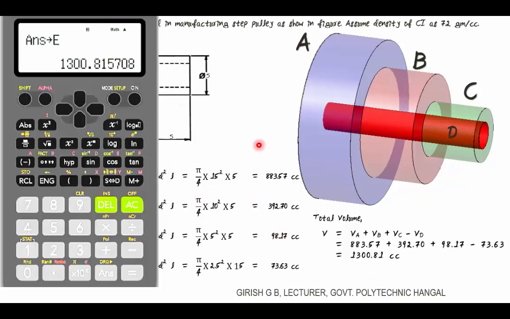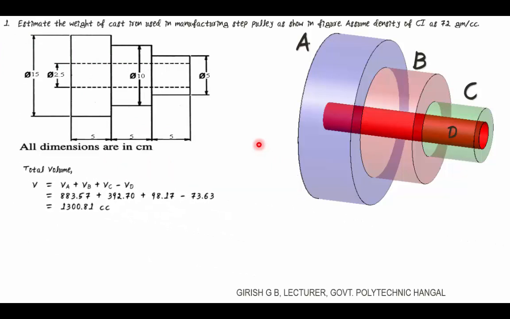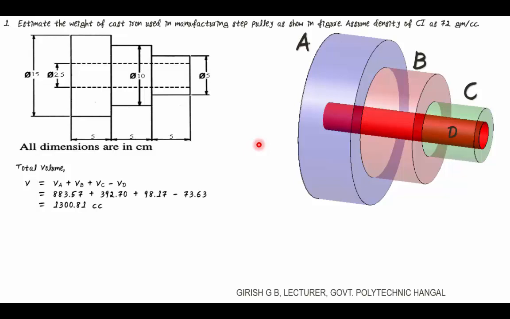Moving up, the next step is to determine the weight. Weight is nothing but volume into density, that is V into rho. Substituting the values for volume and density. Volume is given in cc, total volume, because all dimensions were in centimeter only, we obtained in cc, and density is 7.2 gram per cc. cc cancels, the result will be in grams.